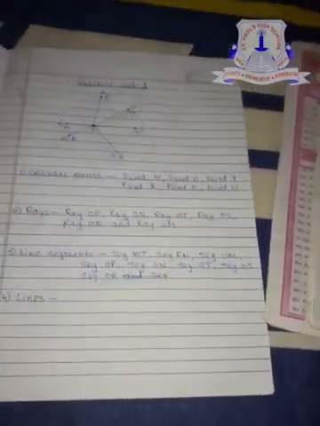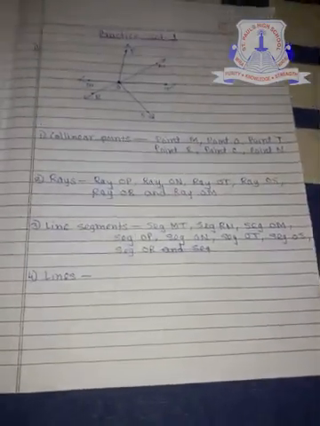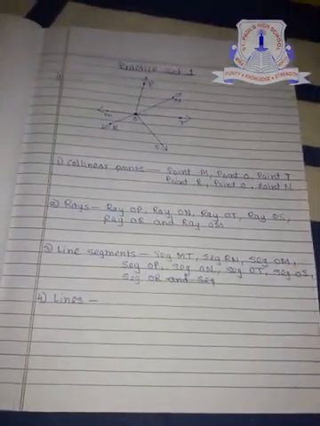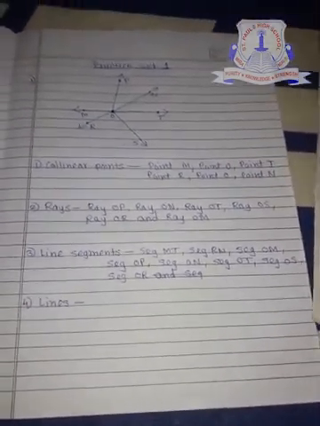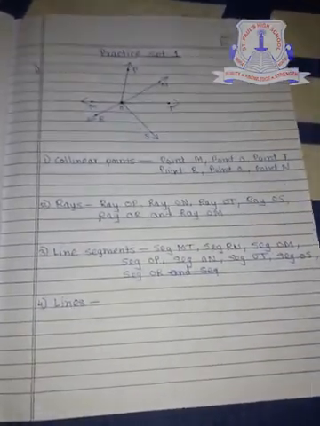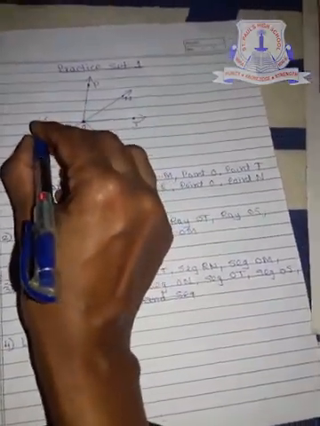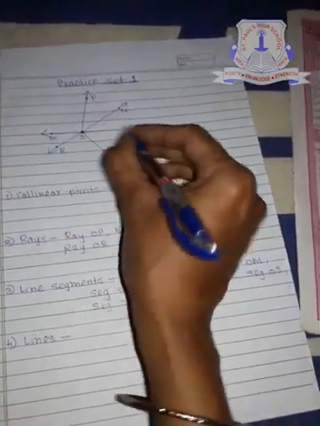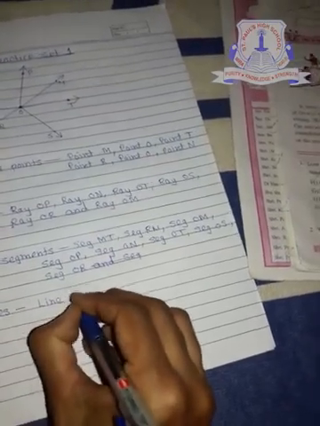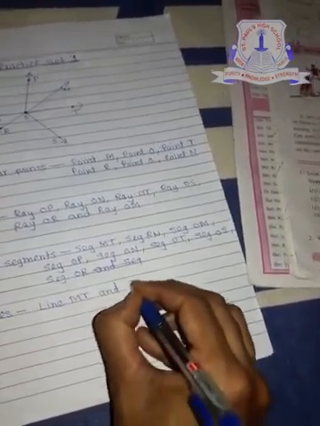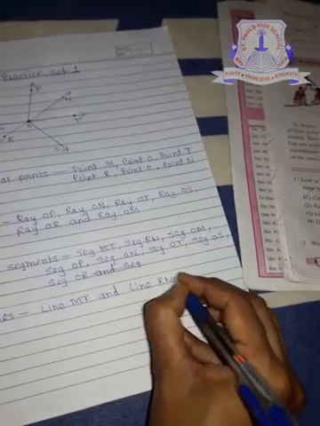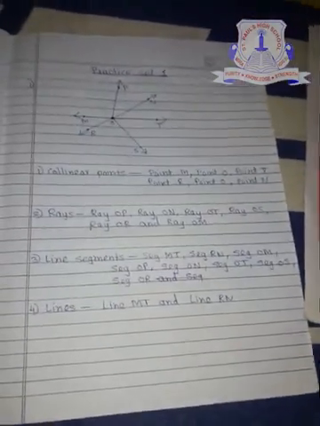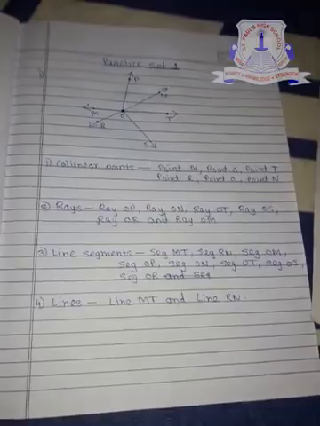Understood? After that, lines. What is the meaning of lines? Lines are shown with two arrowheads from both the sides. So here there are two arrowheads at line MT and line RN. So line MT and line RN, these are the two lines. Understood all of you?